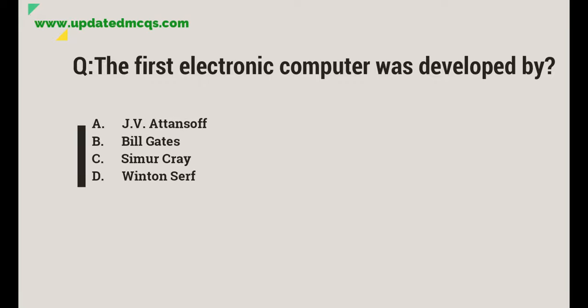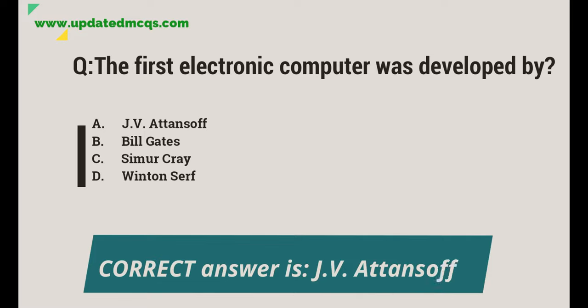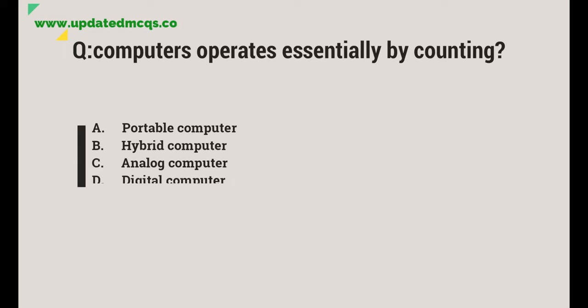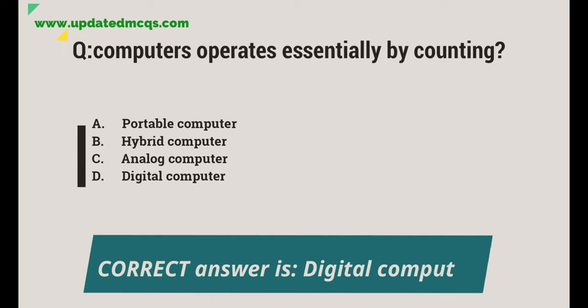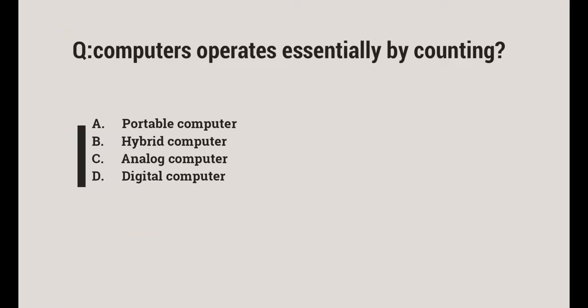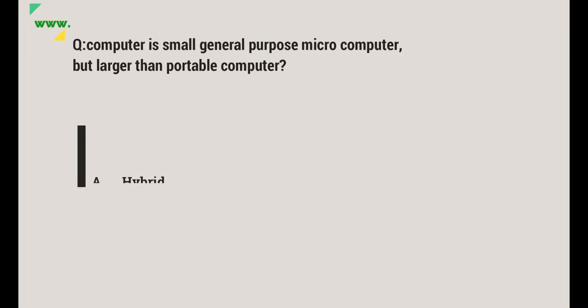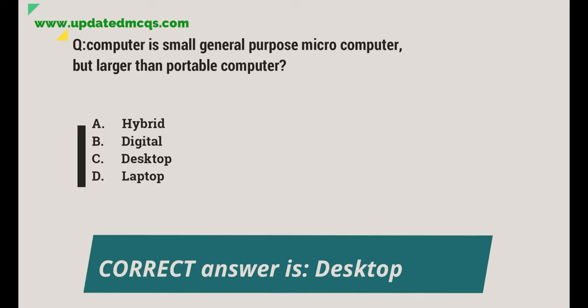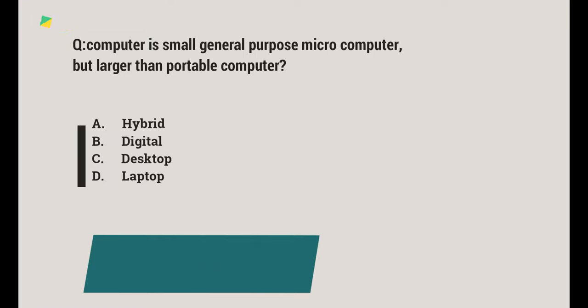The first electronic computer was developed by J.V. Atanasoff. Computers operate essentially by counting. Digital computer. Dash computer is a small general purpose microcomputer, but larger than a portable computer. Desktop.